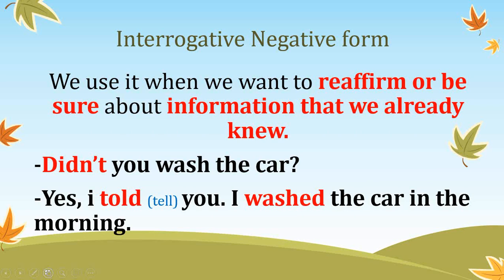Now we have the interrogative negative form. We use this form when we want to reaffirm or be sure about information that we already knew. For example, didn't you wash the car? Yes, I told you. I washed the car in the morning. The person that made the question wanted to be sure that the other person had washed the car in the morning.